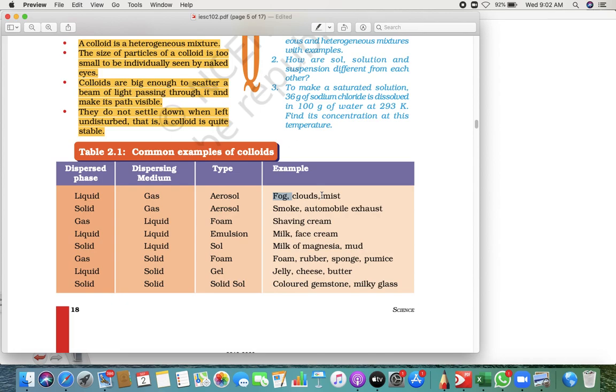Gas and solid will become foam again, right? Foam, rubber, sponge. Liquid and solid, it will become a gel. Solid and solid, it will become a solid solution. So these are the common properties. People should know when something is mixed with another thing, what it will become.